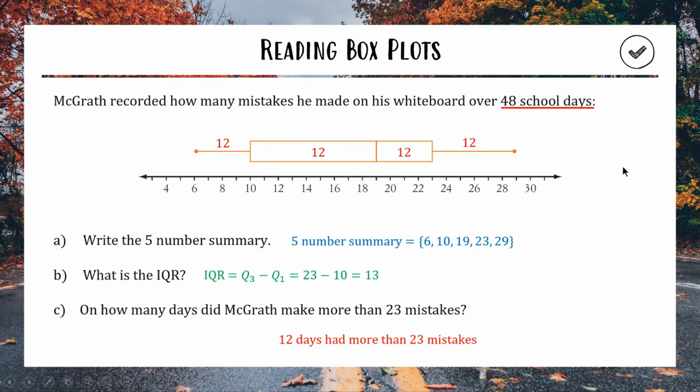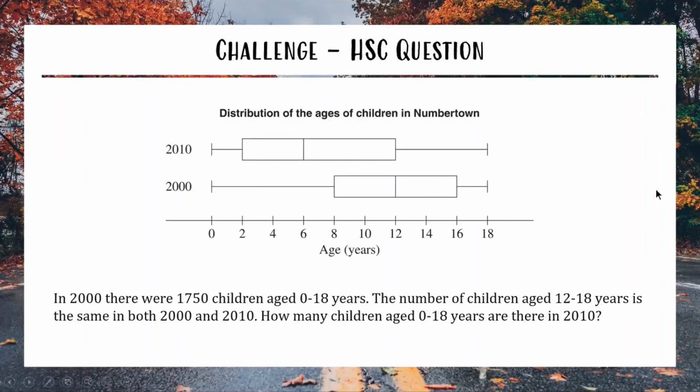Okay, to finish off, if you're finding these easy, here is an optional challenge question. This is from an HSC question, which is a Year 12 paper for standard maths. We've got the distribution of ages of children in Numbertown. So we've recorded this in 2 years. Here's the age distribution in 2000. And the top one is the age distribution in 2010. So question states, in 2000, there were 1,750 children aged 0 to 18. So this box plot is 1,750 children. The number of children aged 12 to 18 years is the same in both 2000 and 2010. How many children aged 0 to 18 years are there in 2010?